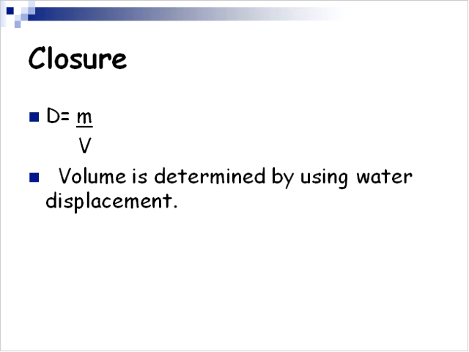Some closure: density is mass divided by volume, and volume is determined by using the water displacement method. We have these unusual shapes, and we're determining the volume by using the water displacement method.